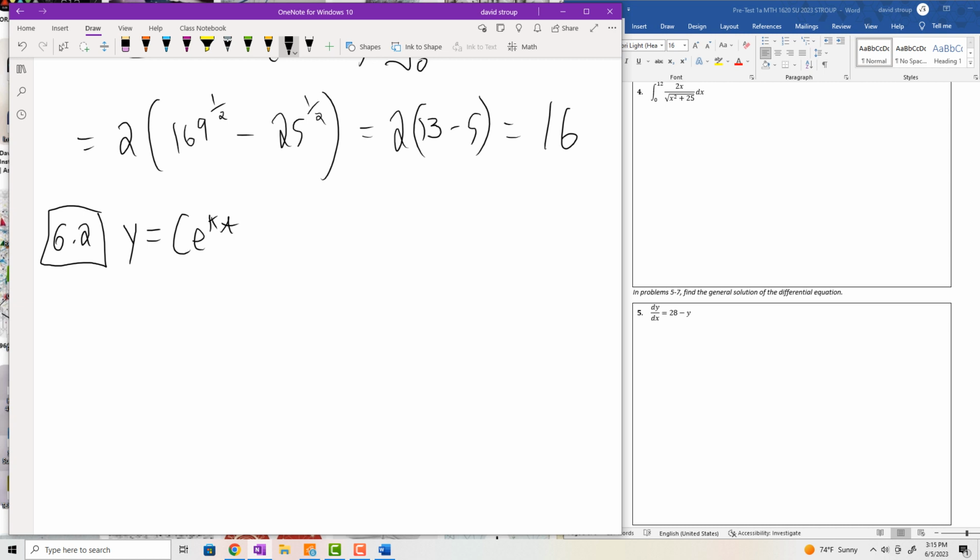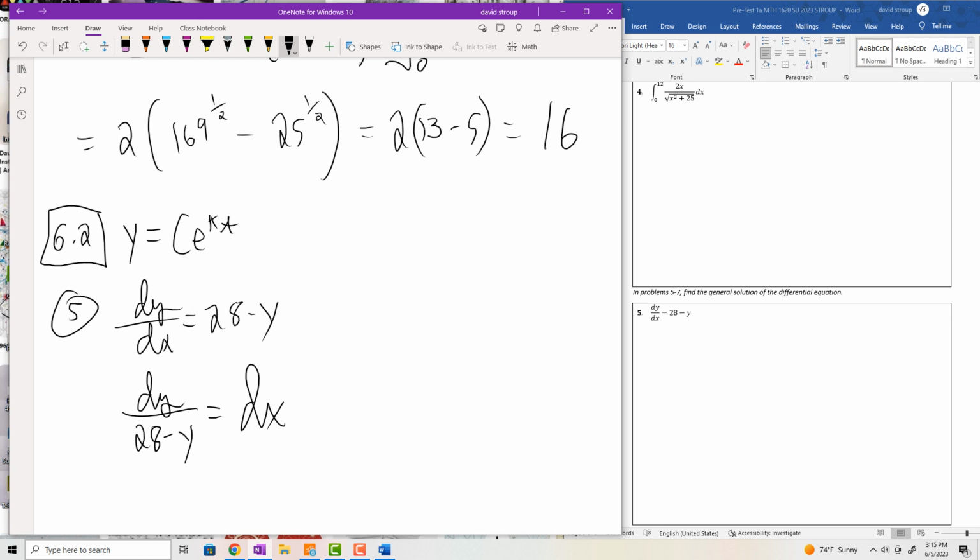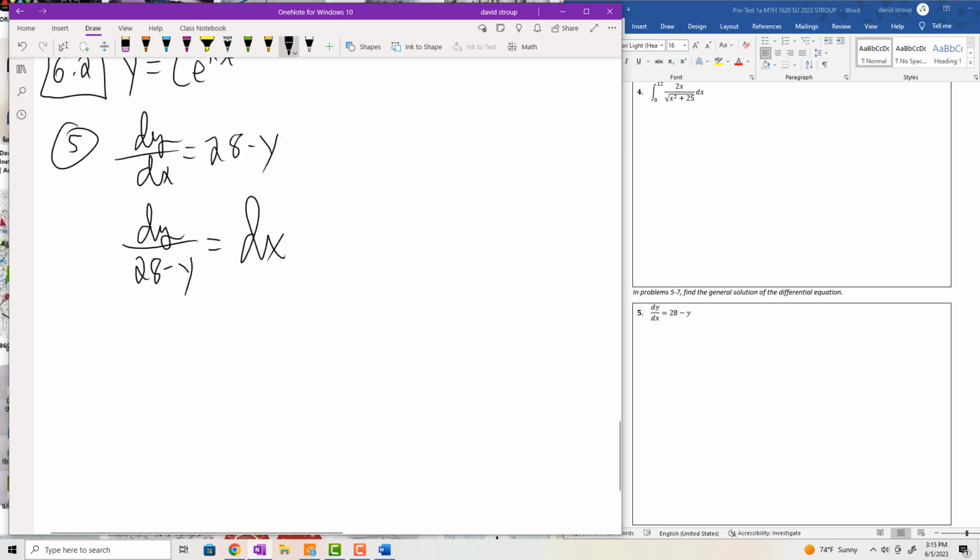So for instance, number 5, we have dy over dx equals 28 minus y. So the deal is to get all the y stuff on one side, all the x stuff on the other, using multiplication and division. So I'm going to divide both sides by the 28 minus y and multiply both sides by dx. And then once you get it separated, you integrate on both sides. Okay, so integrate, integrate. On the left side, you'll need a u sub.